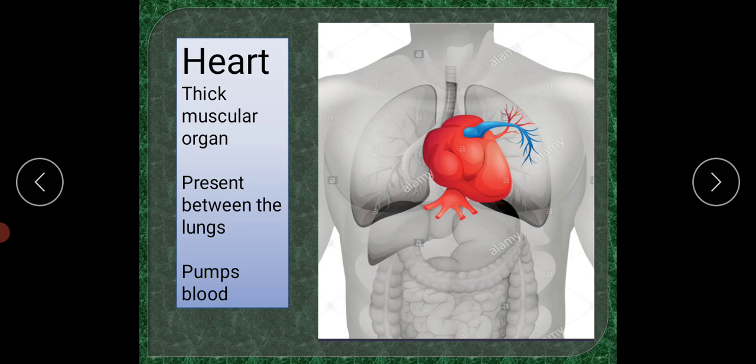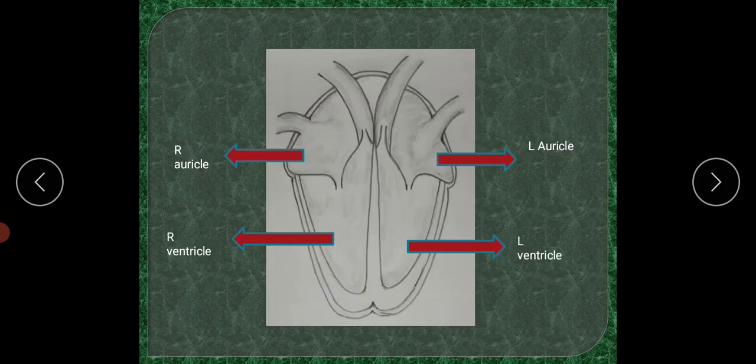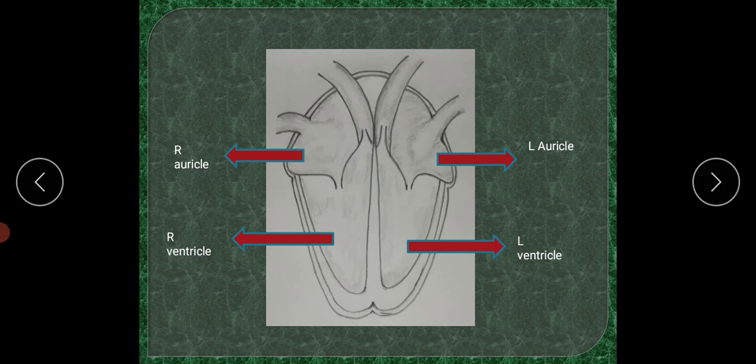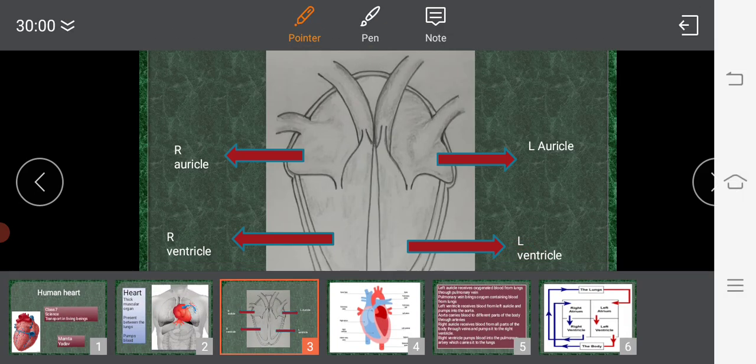The heart pumps blood to the blood vessels. This is how the blood reaches all the parts of our body. The heart is four-chambered. It is divided into two upper atria or auricles, the left auricle and the right auricle, whereas the lower two chambers are larger: the left ventricle and the right ventricle.